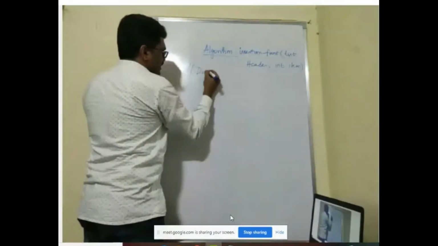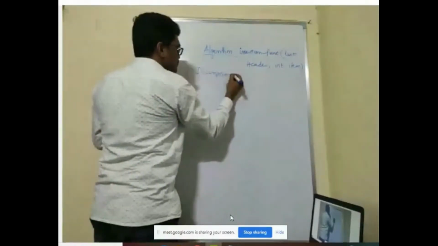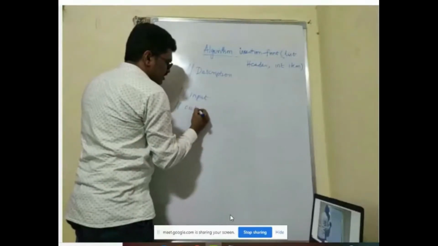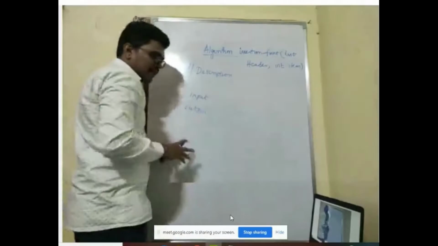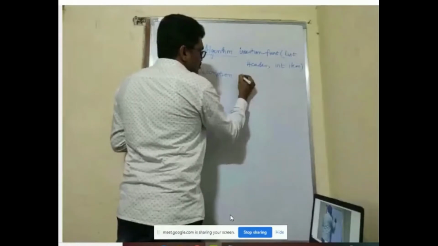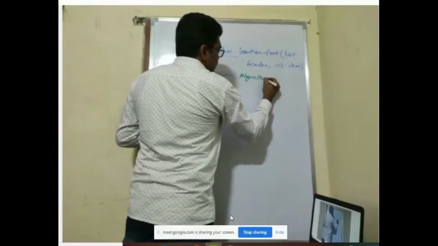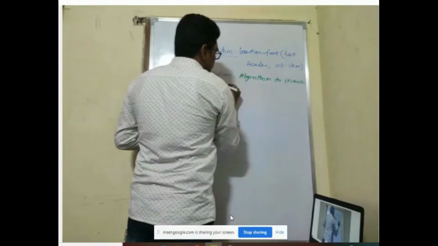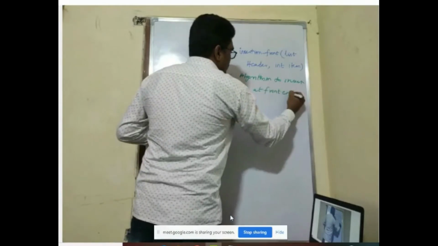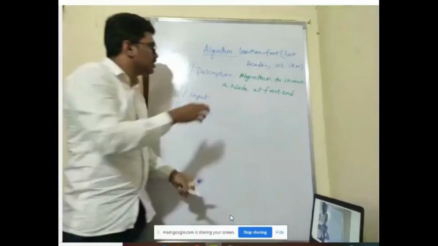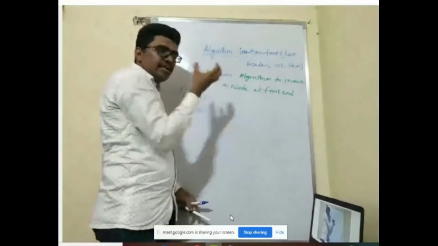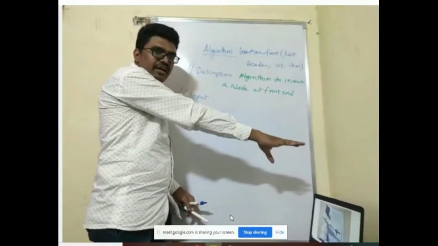First, you have to write a description. Next you have to write what is the input. Then you have to write what is the output. These three things you have to write for every algorithm. So first, description. What is the description? Algorithm to insert a node at front end. What is the main purpose of writing this algorithm? This algorithm is going to insert a node at the front end.